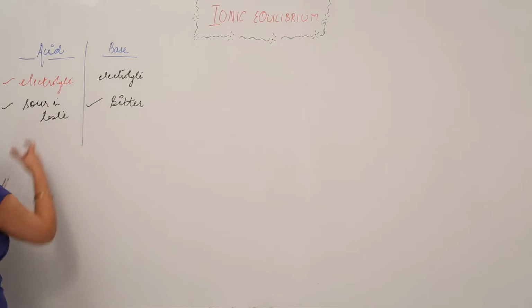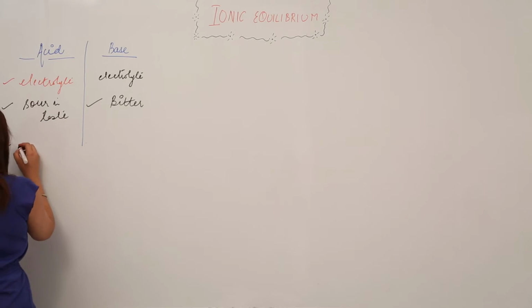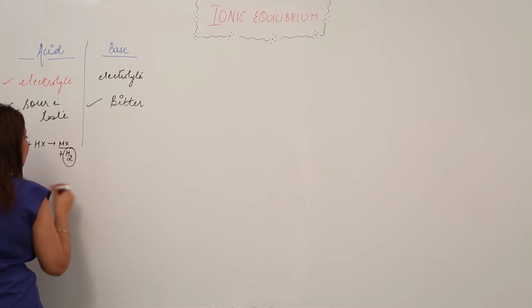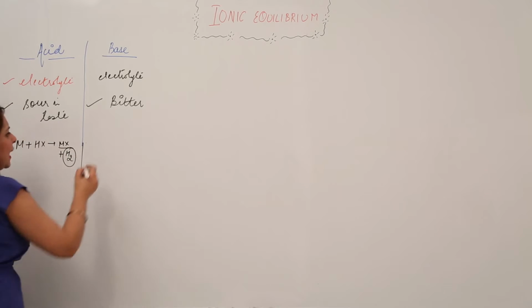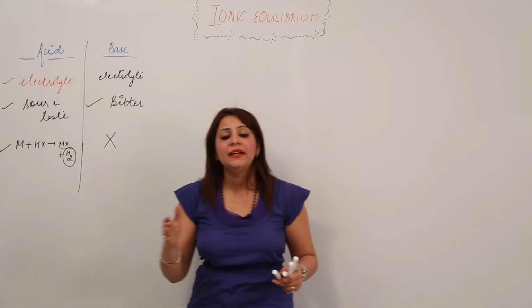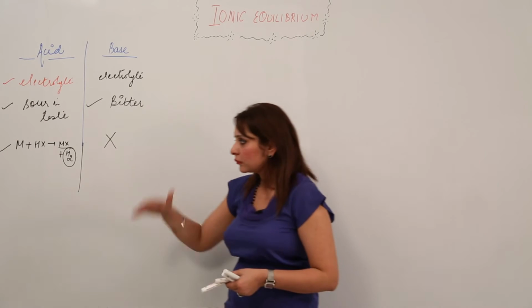And one more property an acid shows is that whenever any metal reacts with an acid, it forms the respective product, and along with that, hydrogen gas is always produced. But it doesn't happen in the case of a base. They don't produce any such gas when they react with a metal, right?